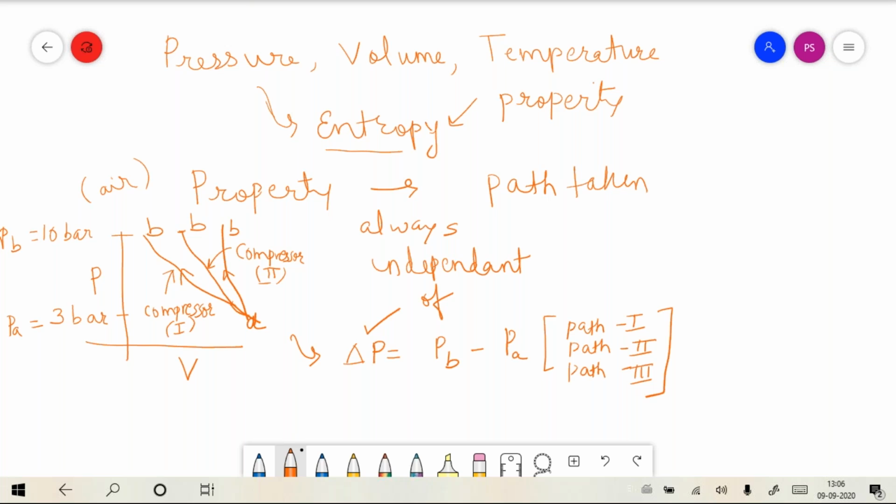It means that, why is that so? That is because this PB as well as this PA, okay, they are the point functions, or they are the state functions. They are not the path functions. It means that they are the properties of the system.